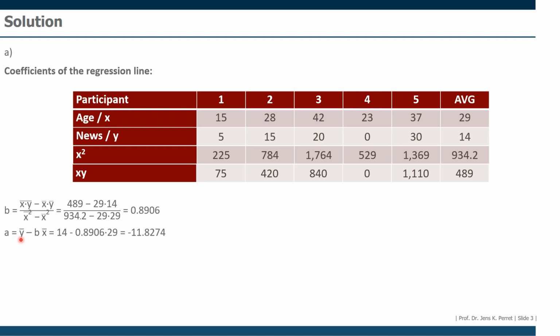This slope parameter I'm going to use to get then to my intercept A. Here I have the average of Y, which is 14, minus the slope of 0.8906 times the average of X, which is 29. This yields me an intercept of minus 11.8274. Taken together, they yield me the following regression line.